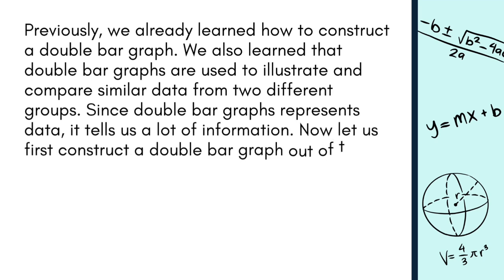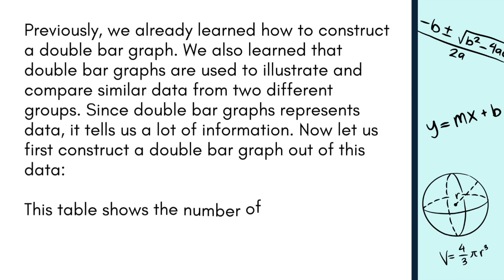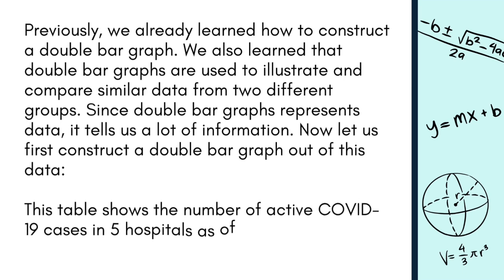So now let us first construct a double bar graph out of this data. So this table shows the number of active COVID-19 cases in 5 hospitals as of June 1, 2024.